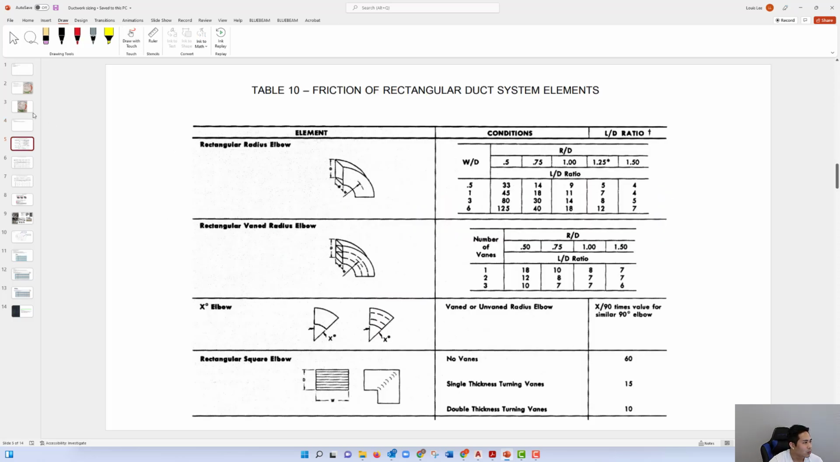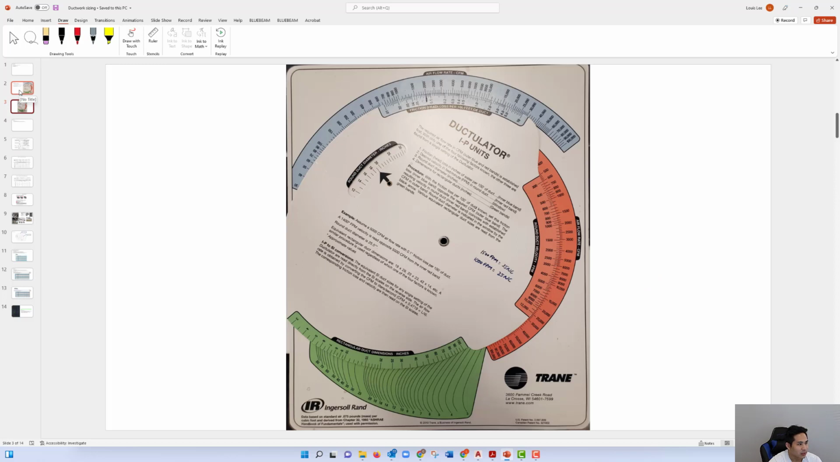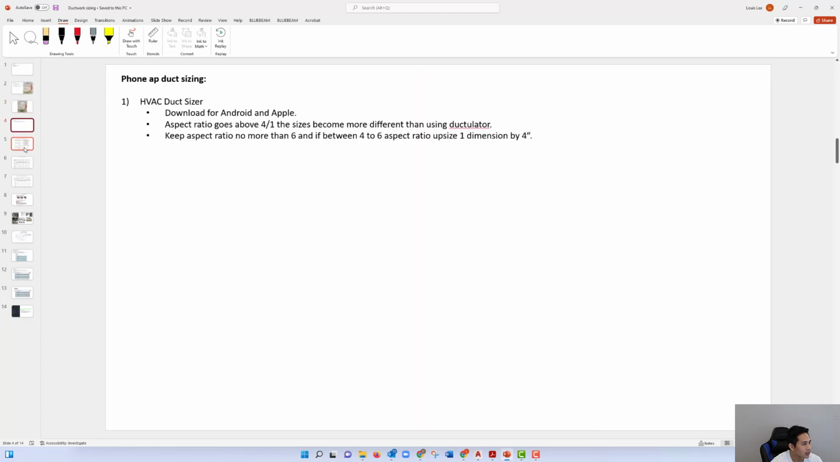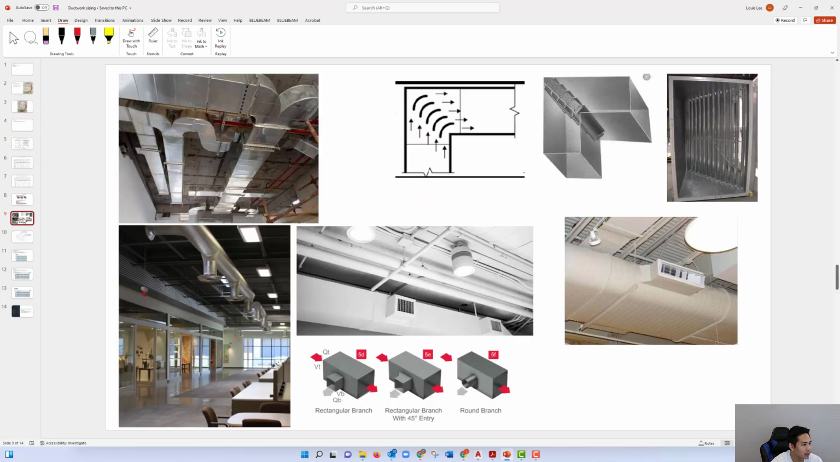Alright, now what we discussed before using the ductilator is the friction loss per 100 feet of ducts. Now there's different types of fittings that you can get for ducts. Rather than just a straight piece of duct, you can get radius elbows such as here. As you can tell, they are curving this way.